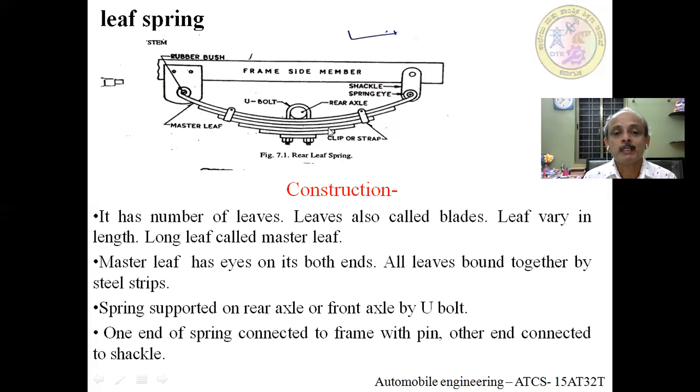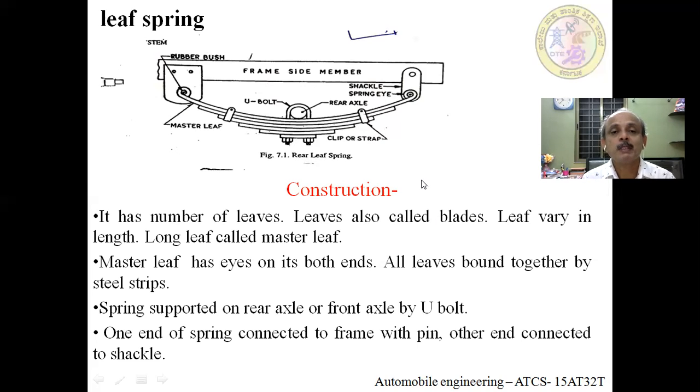The spring is supported on rear axle or front axle by U-bolts, and one end of the spring is connected to the frame with a pin, the other end of the master leaf connected to the shackle. Both are connected to the frame side members at the top. So this is a simple construction.